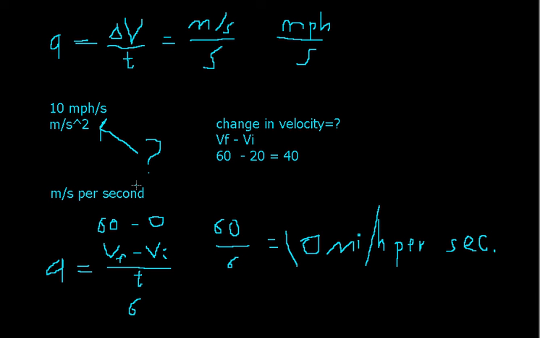Displacement is how far you travel. Velocity is how fast you travel. And acceleration is how much you speed up, how fast you speed up. Average velocity is just the average of your beginning and your ending velocities. Hopefully that was clear. Hopefully that's intuitive to you.